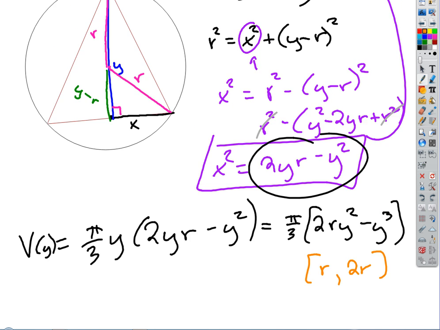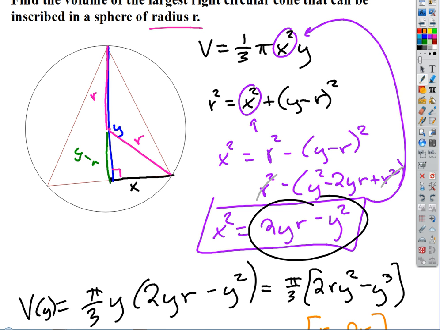Because geometrically, the height is y. As y increases, the very biggest it could get would be if it was so tall and skinny that the base shrunk to 0. See what I'm saying? Yeah, I got you. Makes sense. All right.